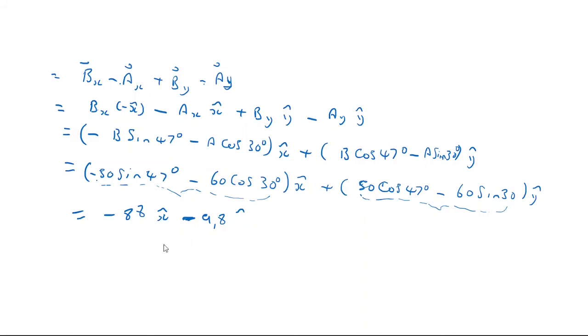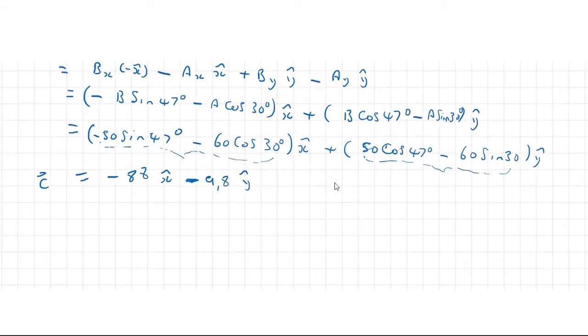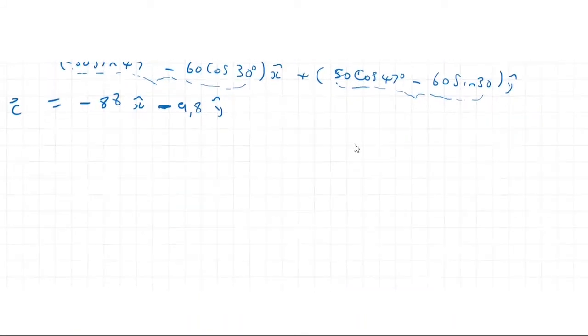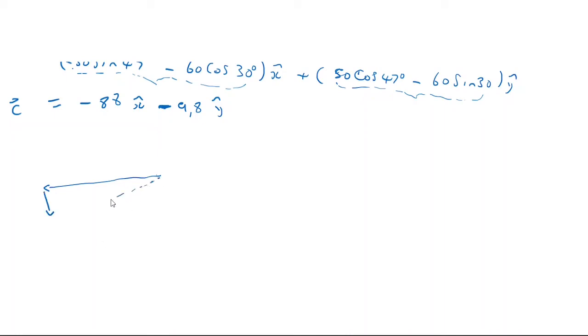Alright, so this is how my vector c, which is b minus a, is going to look. Then what we do is draw it. Remember, you must draw it. So it's minus 88, looks like that. Minus 9.8 is just very small. So it turns out that my vector c is going to be a vector that looks like that.